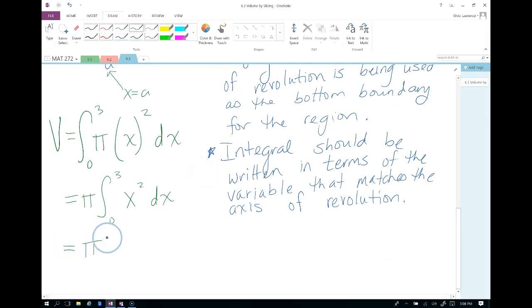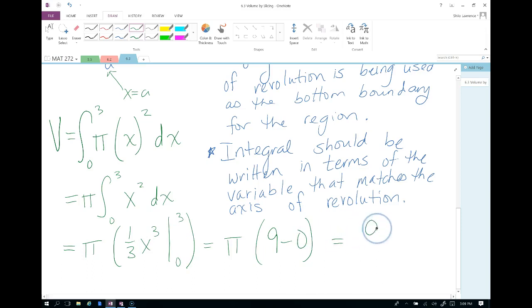So now we just need to integrate. The antiderivative for x squared is 1/3 x cubed. And we need to evaluate that at 3 and at 0, and then subtract. So at 3, 3 cubed is 27, but we want 1/3 of that, so we're going to get 9. And then at 0, we're going to get 0. So we just end up with 9 pi. That would be our exact answer.